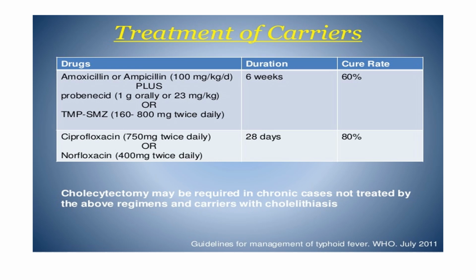Treatment of the carrier is not important for the pediatric population, but you should just know what drugs are available to treat the carrier stage, and it really applies in the adult population. Amoxicillin or ampicillin or trimethoprim-sulfamethoxazole, or ciprofloxacin or norfloxacin. Cholecystectomy may be required in chronic cases not treated by the above regime and carriers with cholelithiasis.